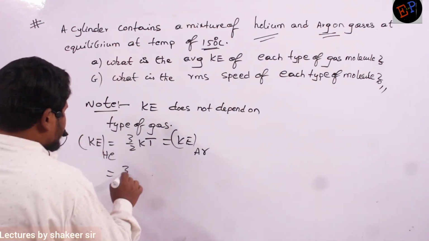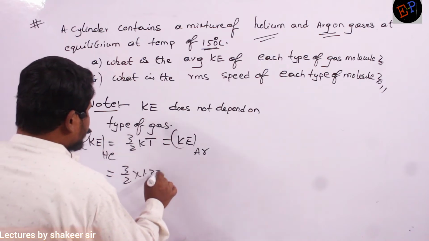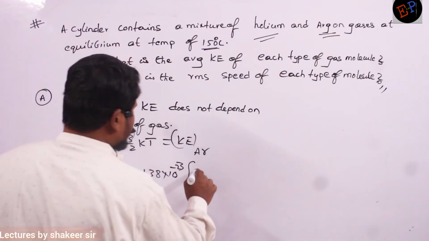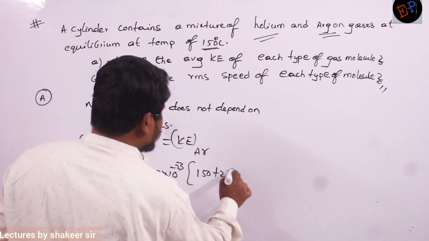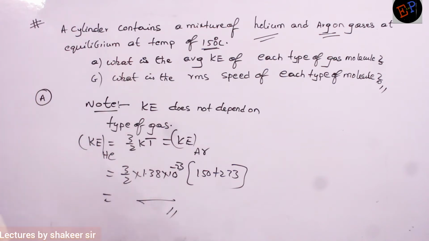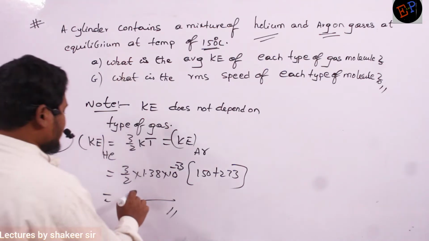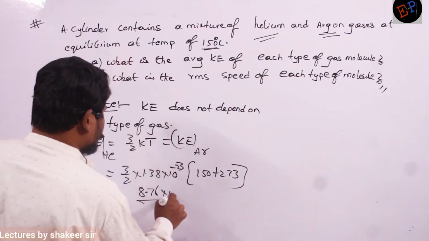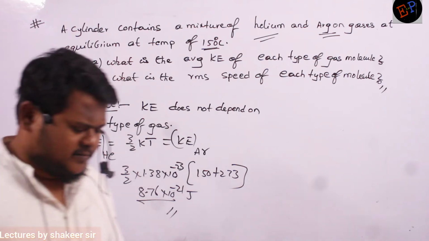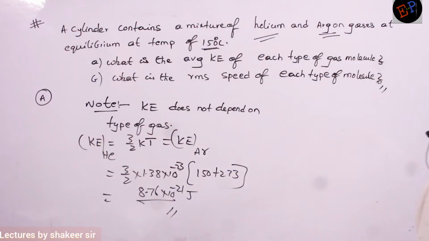So do the calculation. 3 by 2 multiplied by k value, 1.38 into 10 power minus 23, multiplied by temperature, which is 150 plus 273, because we have to convert into Kelvin scale. So do this calculation, you will get kinetic energy of each molecule. The answer which you should get is 8.76 into 10 power minus 21 joules of kinetic energy for each molecule of either helium or argon.